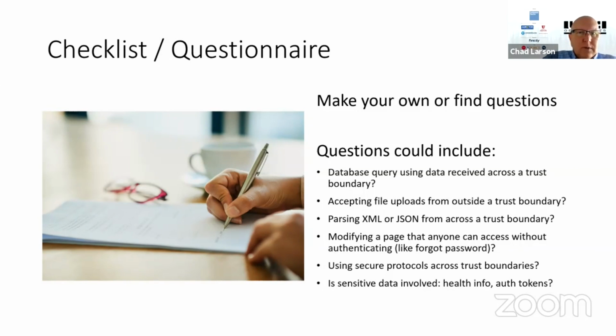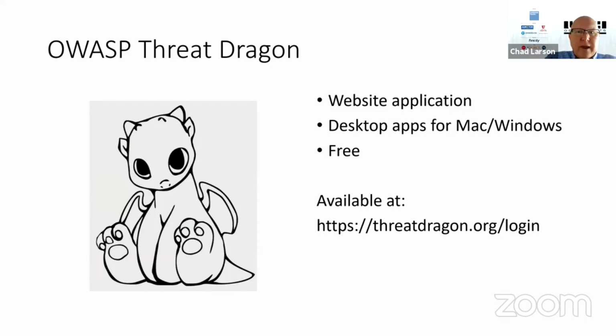So the next option is the Threat Dragon. It's both a website application and has desktop applications for Mac and Windows. They say Linux is coming soon. It's free. If you use the website application, it is tied into GitHub.